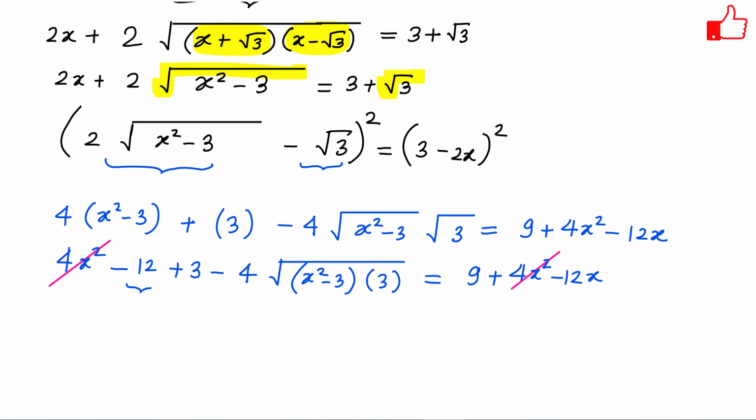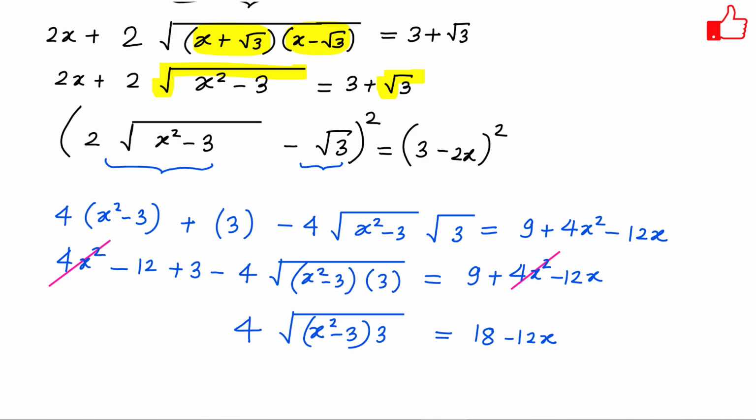So, this is minus 12 plus 3 minus 9, and let us take minus 9 to that side. So, this becomes plus 9, and plus 9 plus 9 is 18. So, this is 18 minus 12x, and this side will have 4 square root of x square minus 3 times 3. So, we still have one root.